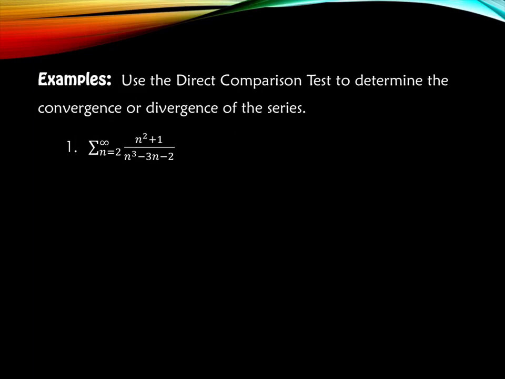All right, so we're going to do an example with direct comparison. We have a series. The sequence inside is n squared plus 1 over n cubed minus 3n minus 2. More or less, the parts of this expression that matter are the power parts at the beginning, right? They dominate what's happening. So really what we have here is n squared over n cubed. That's really what's going on in the long-term scheme of things, right?